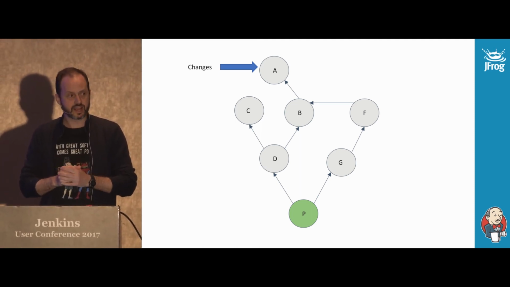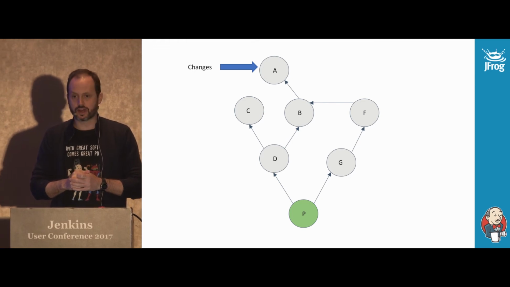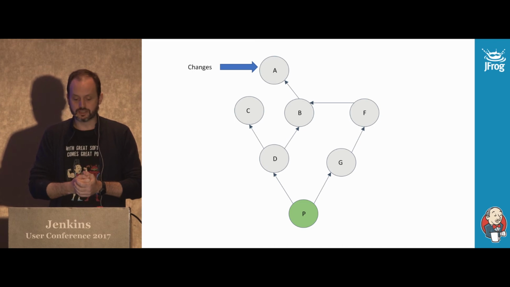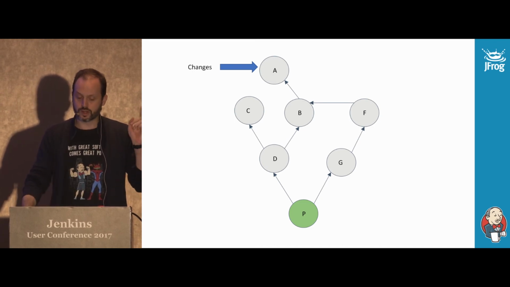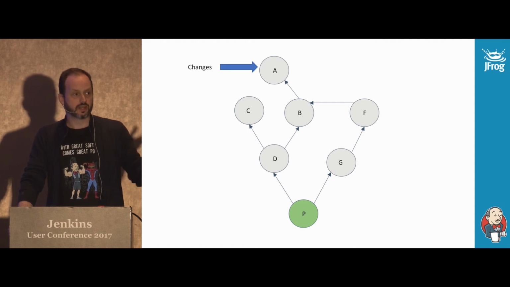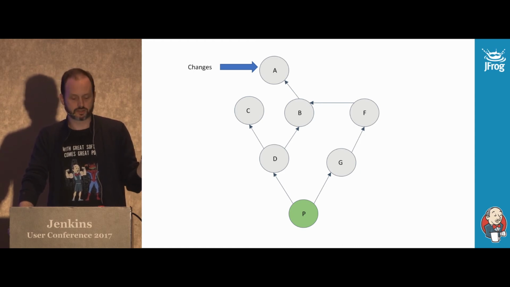So if you are changing A, you are actually overwriting the latest version of A. You actually have to rebuild. In this case, we can check that we have to rebuild B, F, D, G, and P. Let's call it P, the final project. And we have to do it. Of course, in this case, C doesn't have to be rebuilt because it doesn't depend on A.